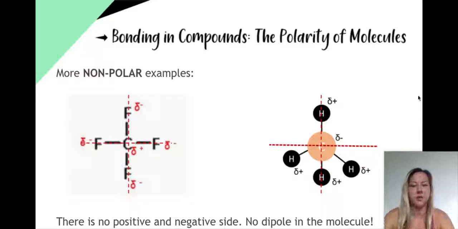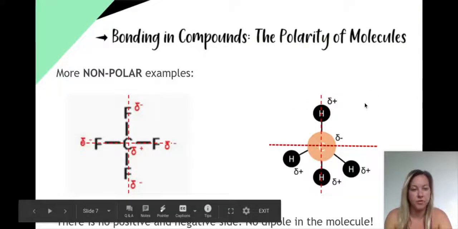I've put in some more examples. So here are some non-polar molecules. As you can see, there are clear lines of symmetry down both axes. You can't look at a molecule of methane, for example, and say, right, there's definitely a positive side here and a negative side here, because the positives are surrounding the negative.